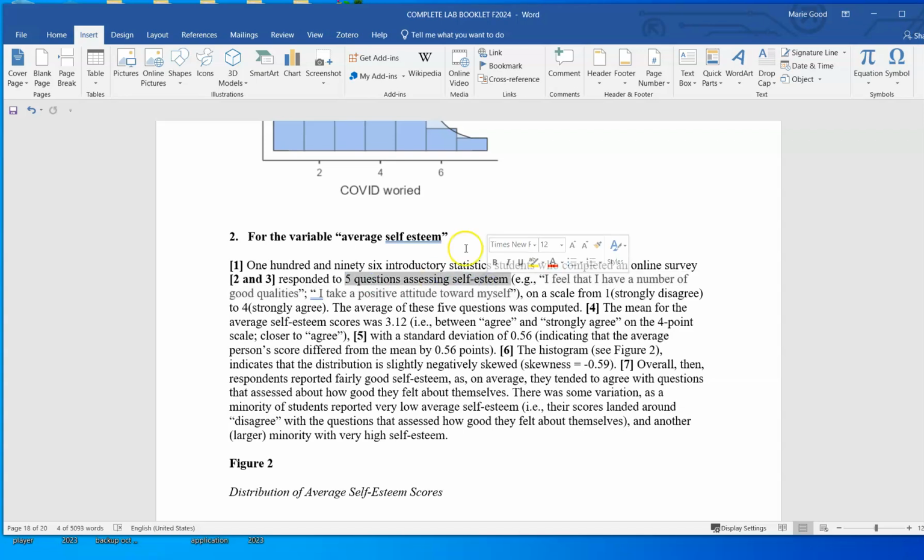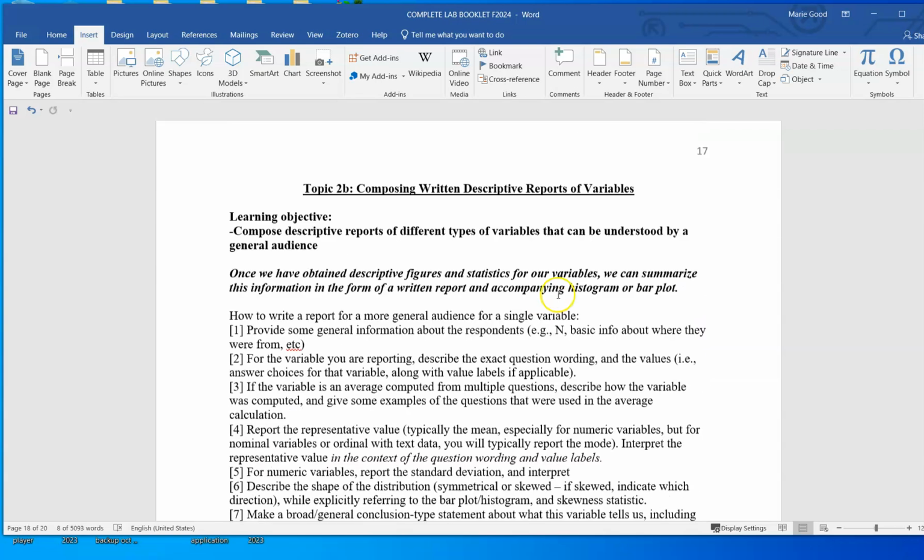And if you were to go back to the data set, you would see that one of them was, I feel I have a number of good qualities. One of them was, I take on a positive attitude toward myself. So you don't need to list all of them, but you just want to give your reader a sense of the type of questions that there were. Okay. And then, again, on a scale from 1 to 4, and you're specifically saying the average of those 5 questions was computed.